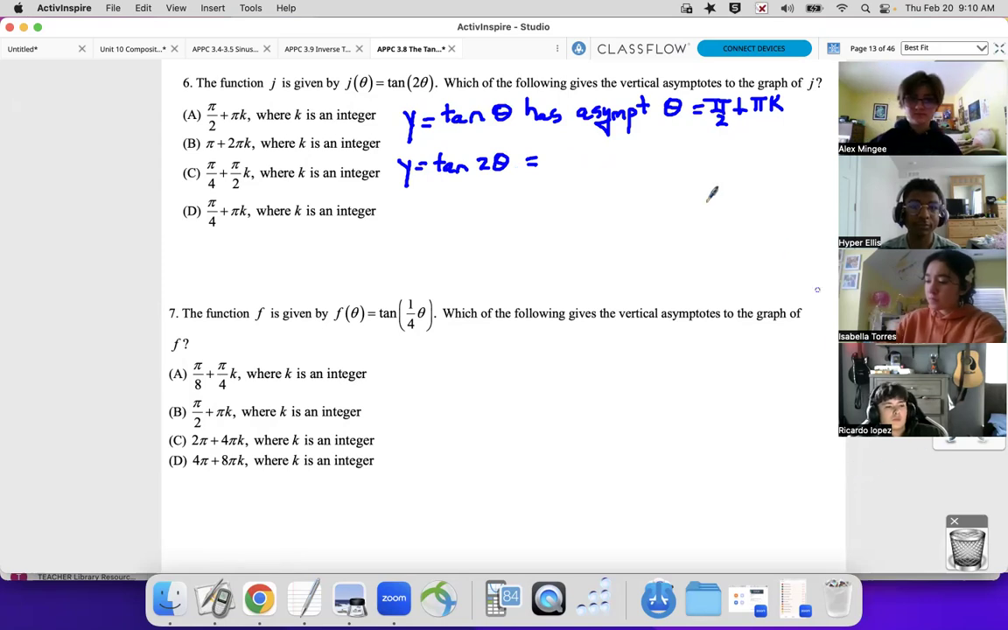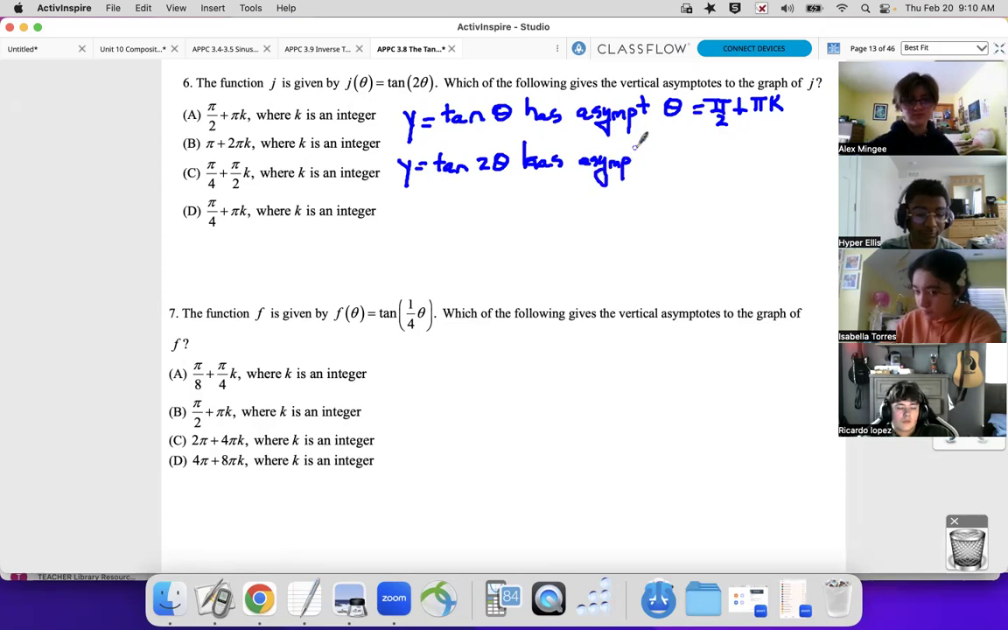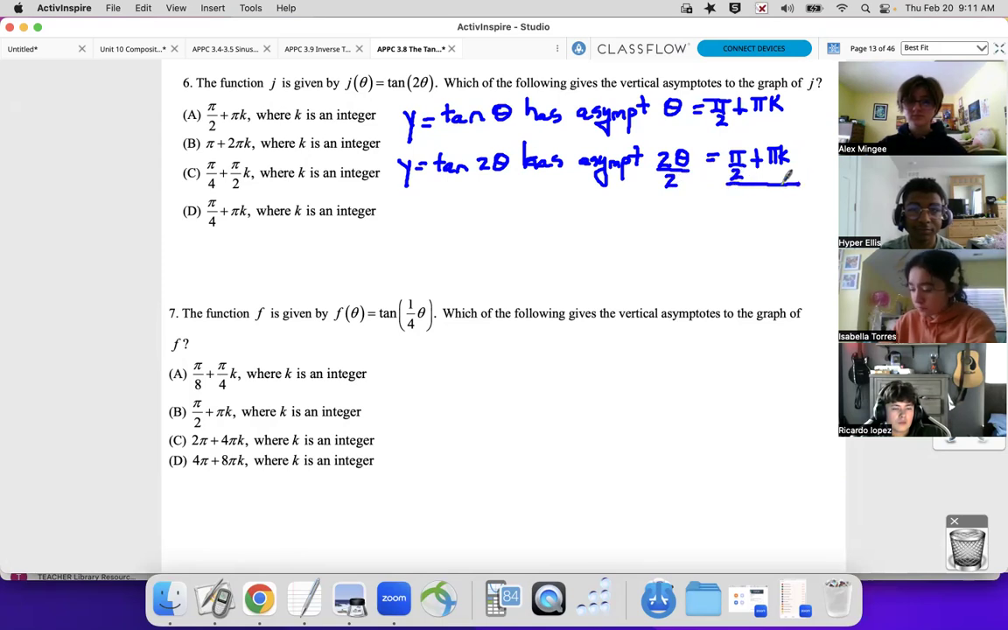Okay, so what they're saying now is y equals tangent of 2 theta has asymptotes at 2 theta equals pi halves plus pi k. And then they want to know what the theta is, so we have to divide both sides by 2. If I divide this side by 2, I'm dividing this side by 2. Make sense? So now this theta is pi halves over 2, which is pi quarters.